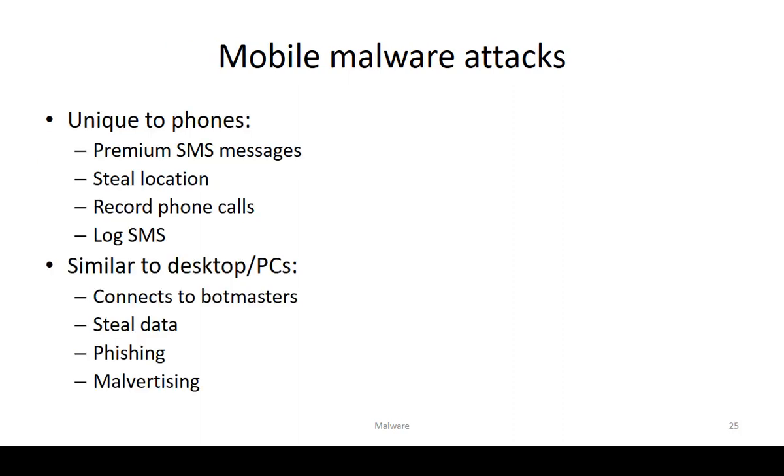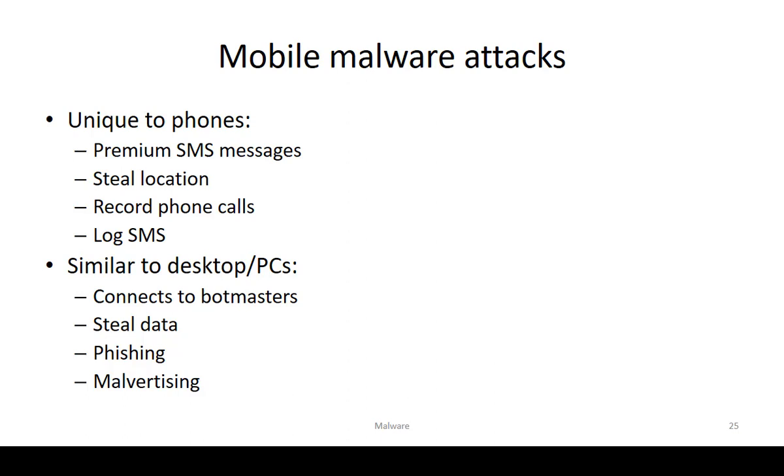And so with mobile malware, there are certain things that we can do. You might send premium SMS messages. In some jurisdictions, for example, messages may be sent to, say, a 900 number in the US. You have an extra charge that you pay for that. And so someone can install malware and then have you send lots of messages to these premium numbers, and they get money from that. Or they might steal your location, or the malware can record phone calls or log SMSs.